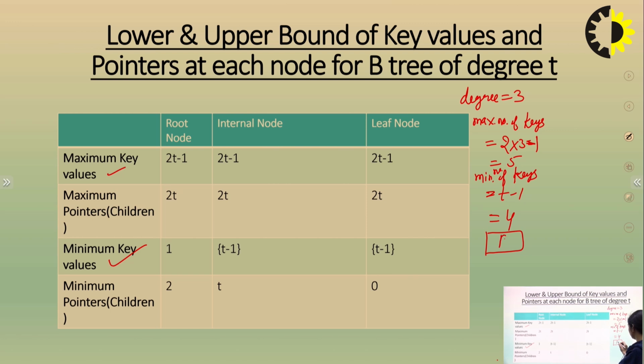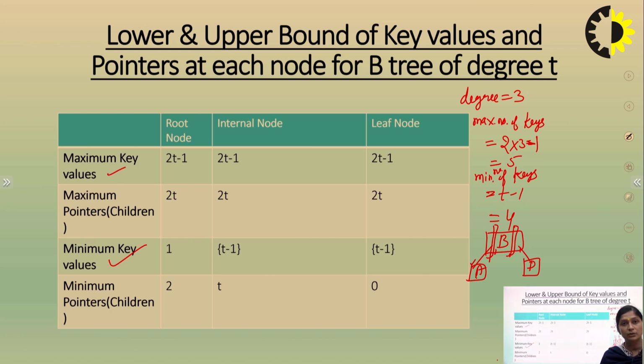Suppose here B, and there is one left child and one child on the right side, that is D. Right? This pointer will store the address of this left child, and this pointer will store the address of this right child. In this case, we can have, suppose, this is not a leaf node.